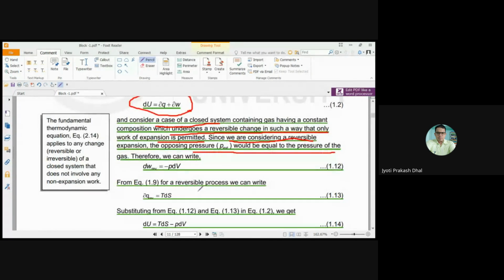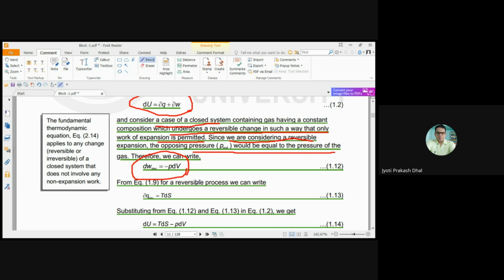Therefore, if we consider work done in a reversible expansion, we can write dw reversible equals minus PdV. Here this is the negative work, because that is one type of expansion work. When the system undergoes any type of expansion work, that is called work done by the system on the surroundings, and hence in that case the negative sign will be given.